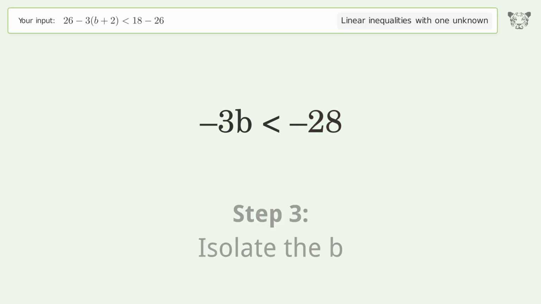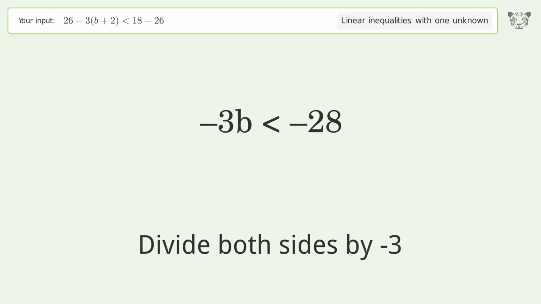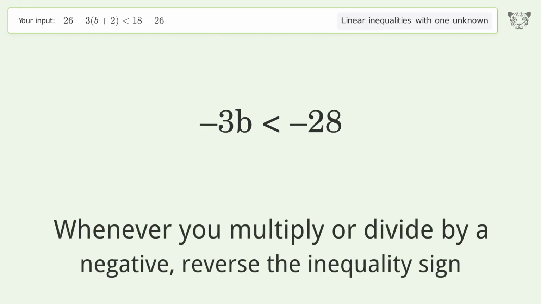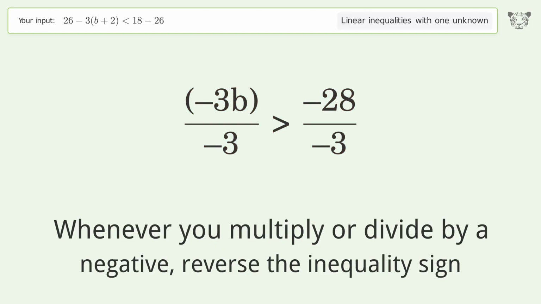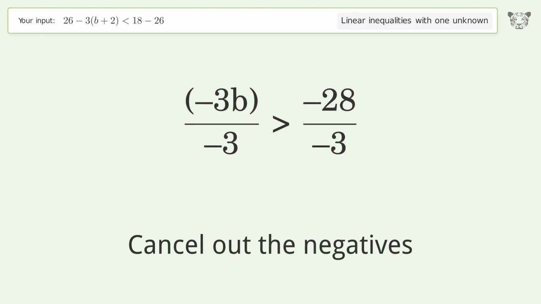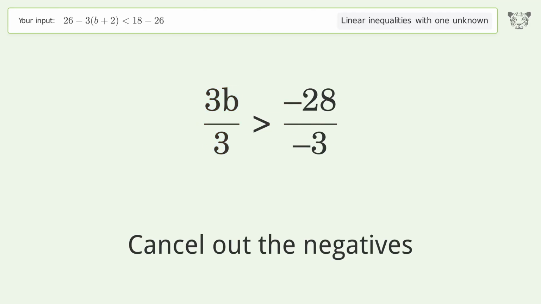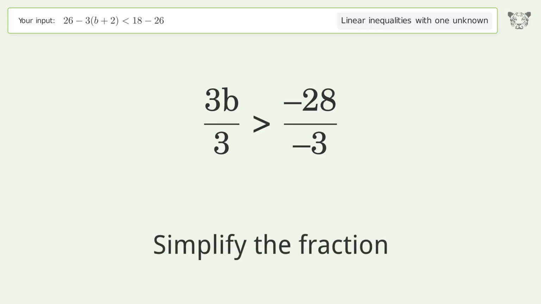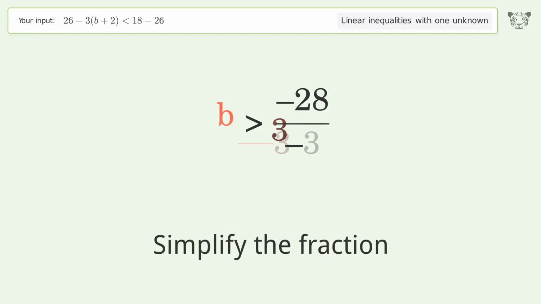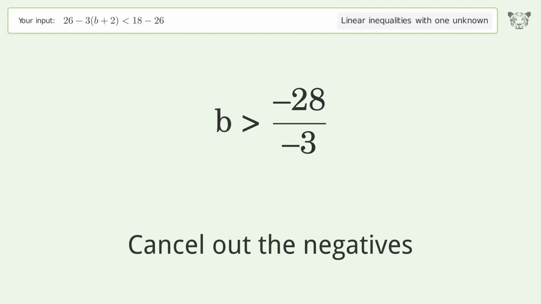Isolate the b. Divide both sides by -3. Whenever you multiply or divide by a negative, reverse the inequality sign. Cancel out the negatives. Simplify the fraction. Cancel out the negatives.